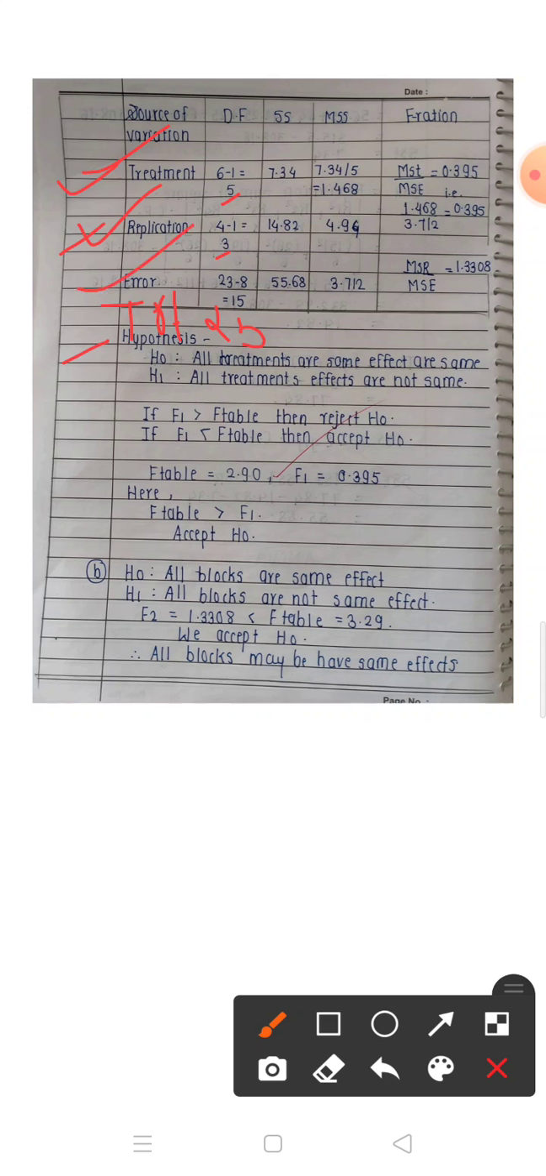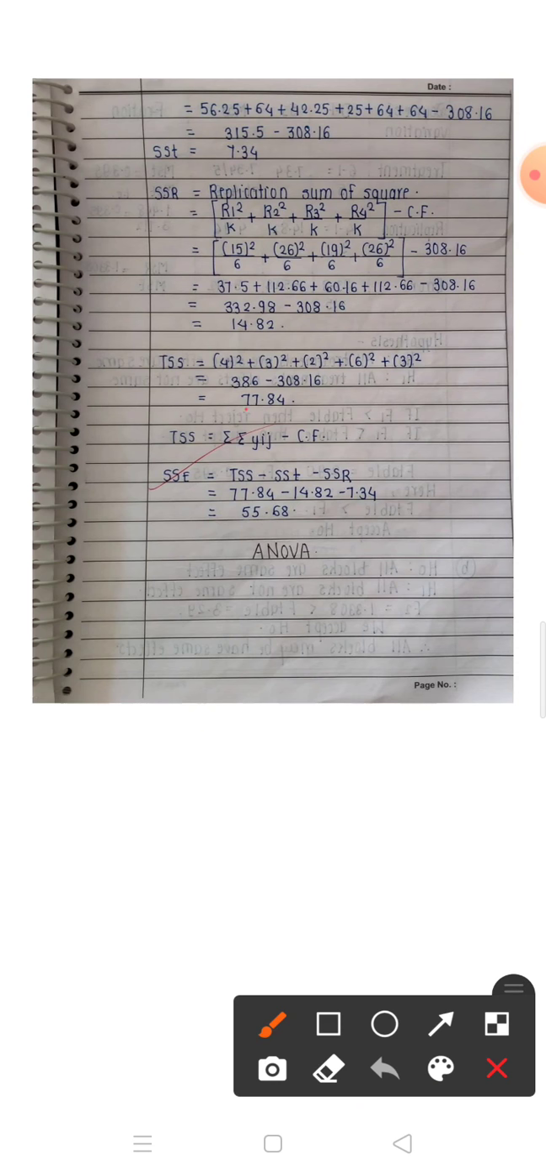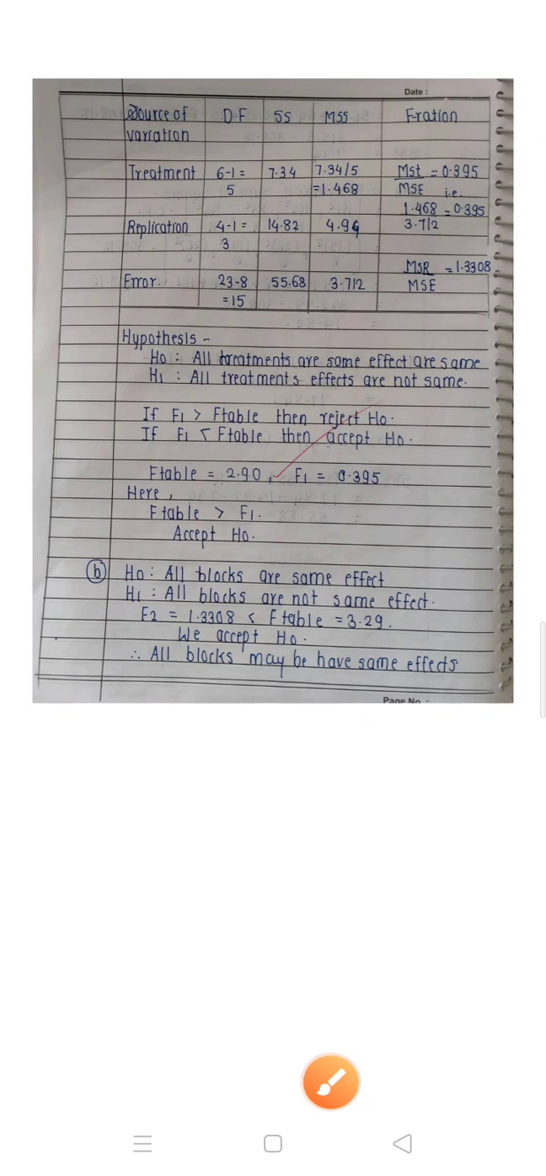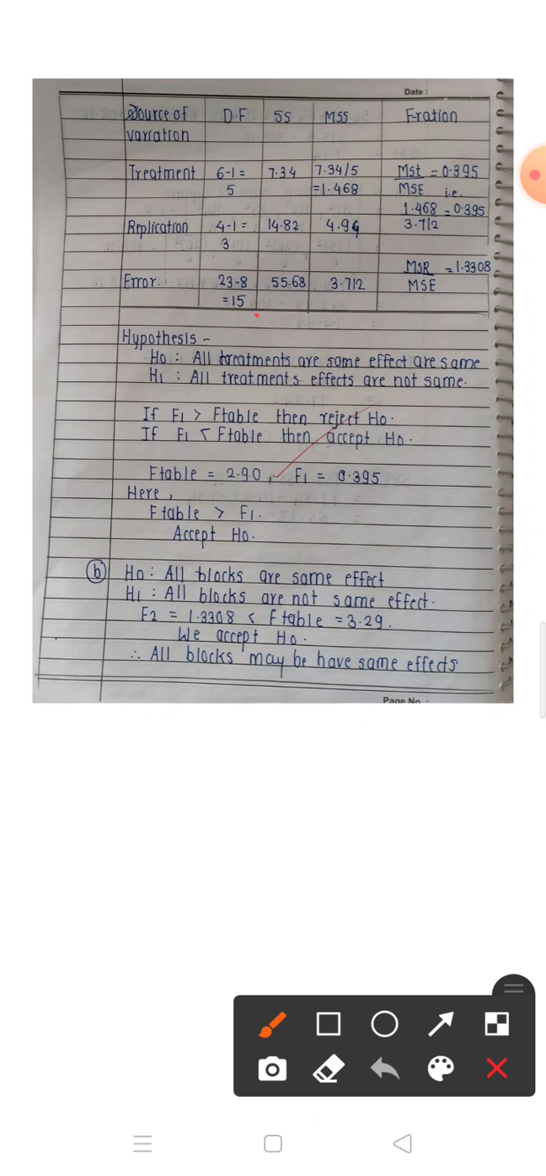Now just plug in the sum of square values. For the treatment sum of square, the value is 7.34, which we already calculated. Now the SSR, that is the replication sum of square value, is 14.82. Error sum of square value is 55.68. And the total sum of square value is 77.84. Now just plug the 77.84 here.